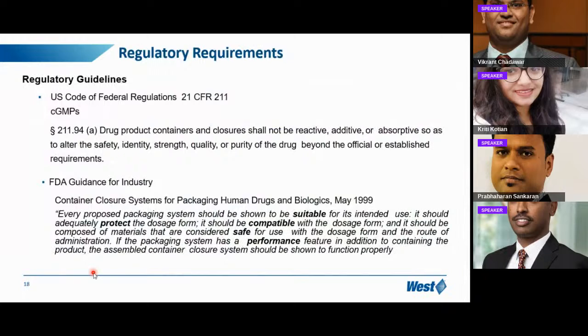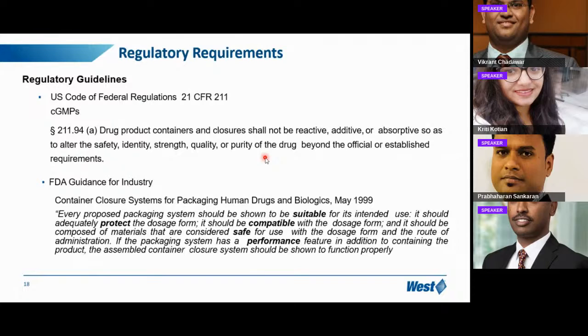If you see, there are regulatory guidelines. There is 21 CFR 211, the Code of Federal Regulations, where your drug product container and closure should not be reactive, additive or absorptive so as to alter the safety, identity, strength, quality or purity of the drug. So whenever you are using any container or closure, it should not react with your drug, it should not be additive, and it should not be absorptive.